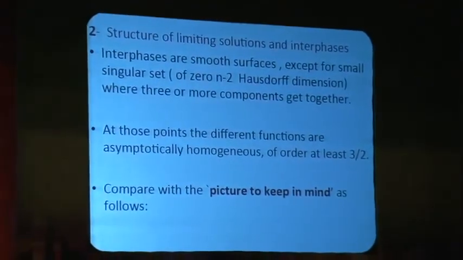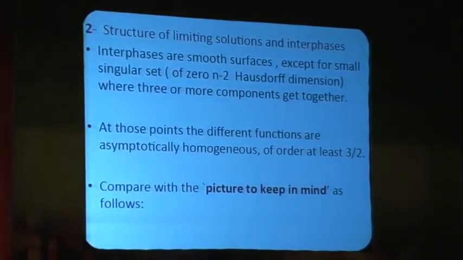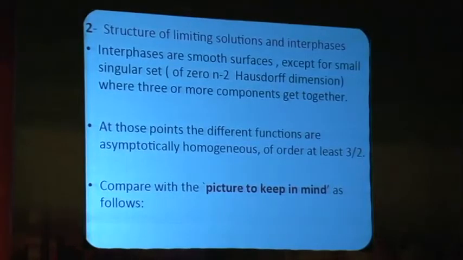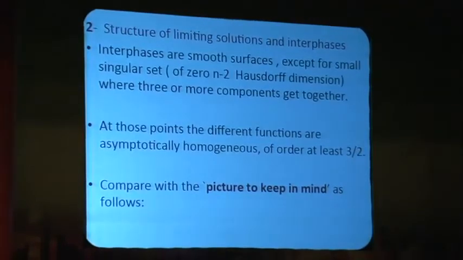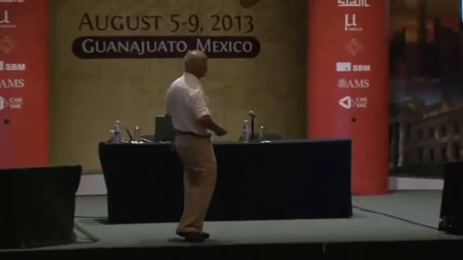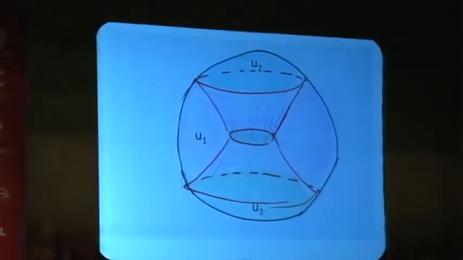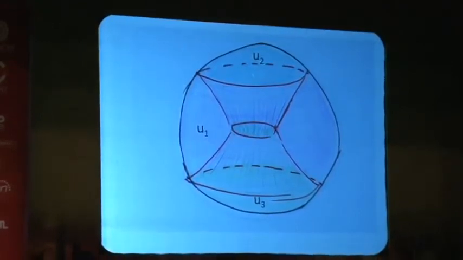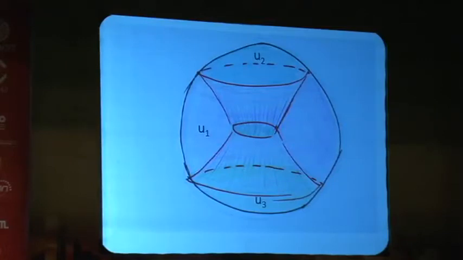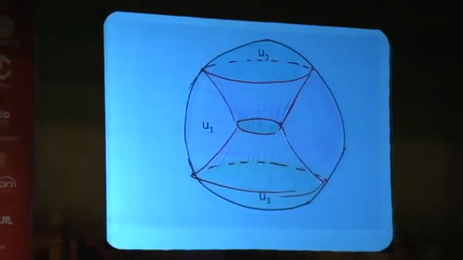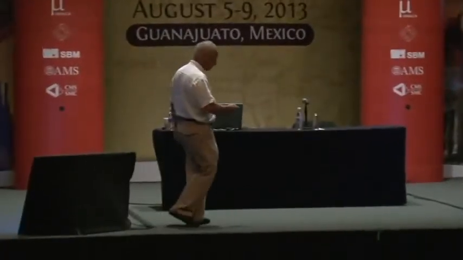This is what we are going to prove, that we have these singular points, which are sort of a closed set of small Hausdorff measure, and where asymptotically the several species coming together have some homogeneity structure with homogeneity at least 3/2. Okay? So the picture to keep in mind in 3D or in more dimensions is precisely this. You have these three species coming together. The interface between U1 and U2 or U1 and U3 is nice, and then you have this ring where three come together and have this structure.